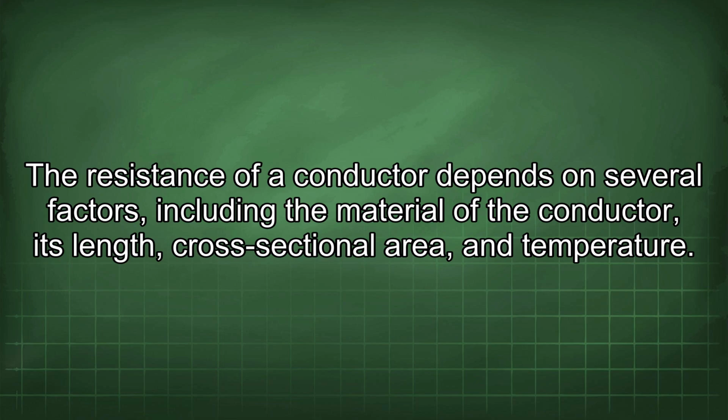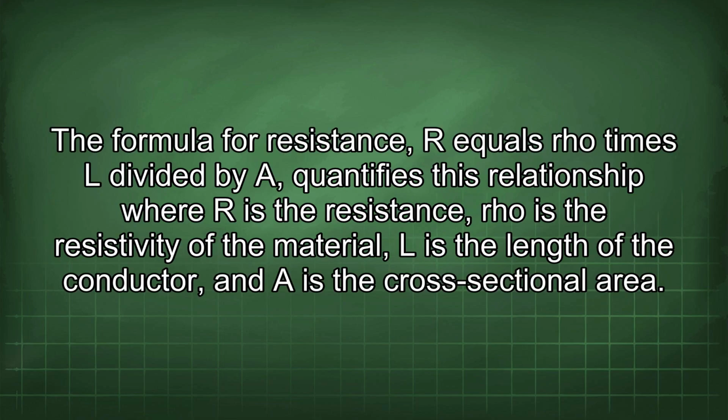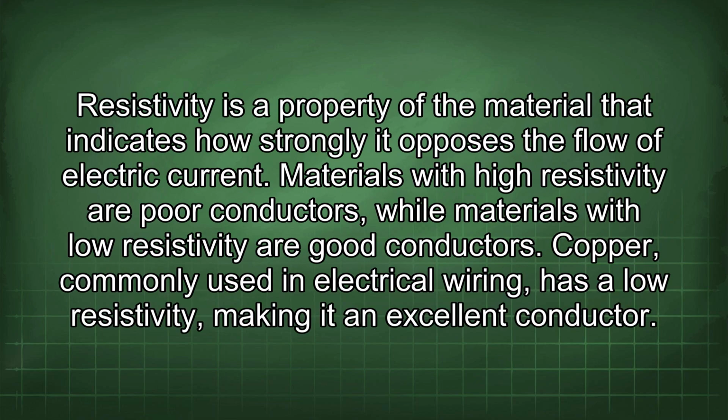The resistance of a conductor depends on several factors, including the material of the conductor, its length, cross-sectional area, and temperature. The formula for resistance, R equals ρ times L divided by A, quantifies this relationship where R is the resistance, ρ is the resistivity of the material, L is the length of the conductor, and A is the cross-sectional area. Resistivity is a property of the material that indicates how strongly it opposes the flow of electric current. Materials with high resistivity are poor conductors, while materials with low resistivity are good conductors. Copper, commonly used in electrical wiring, has a low resistivity, making it an excellent conductor.